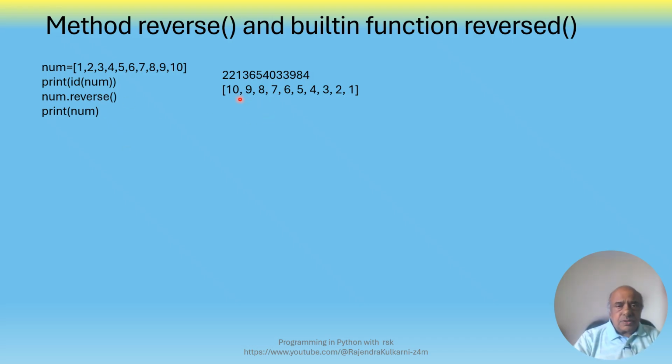Print num gives us reversed position of all the items in the list num. Here it was 1, 2, 3, 4 up to 10. Now it is reversed, 10 to 1. What we can see here is ID remains same. Earlier 33984, after dot reverse 33984.